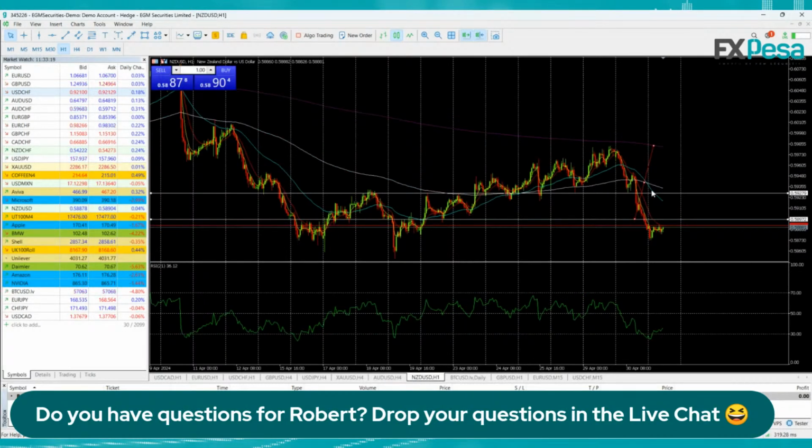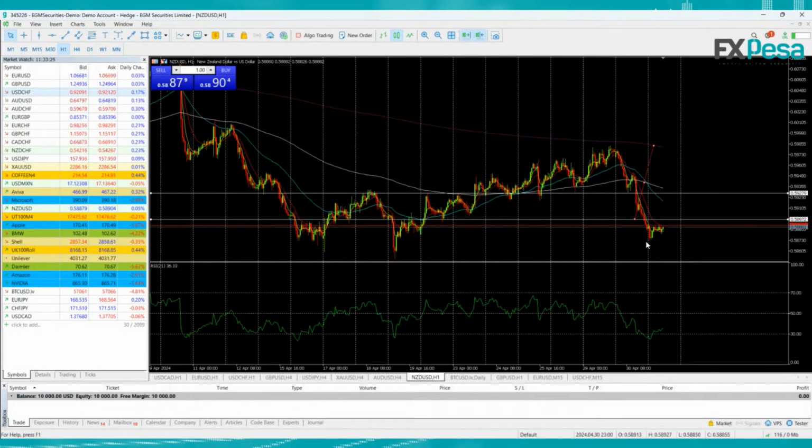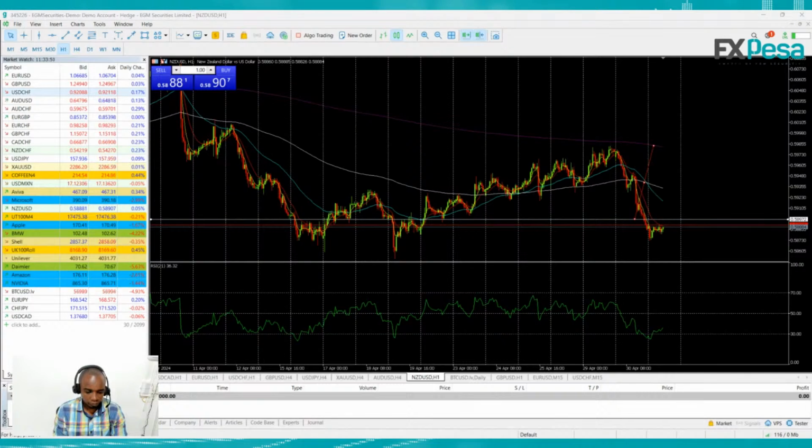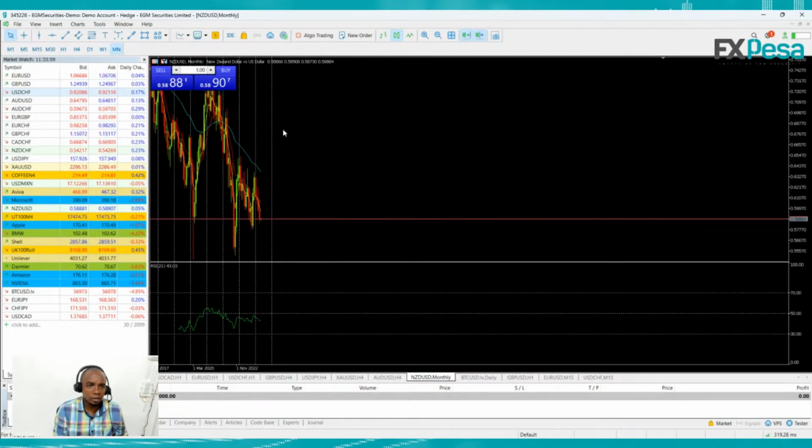NZD USD, we can also see I was bearish until this price level, and then from then I was looking for opportunities to buy, but then you can see what happened. And if you look at the NZD news earlier on, we can see that bearish move on the Kiwi. So let's remove these analyses. Okay, so go to higher time frames.